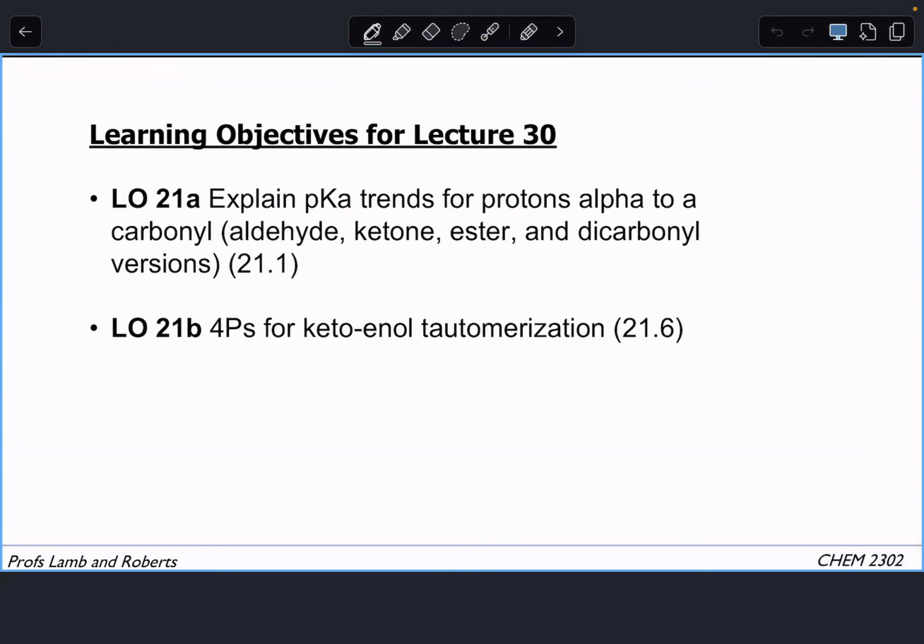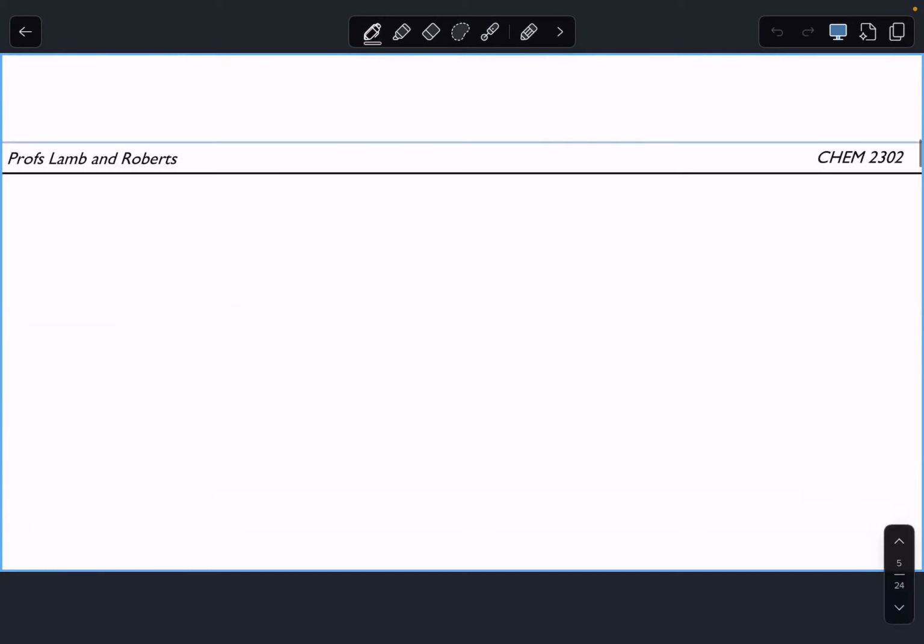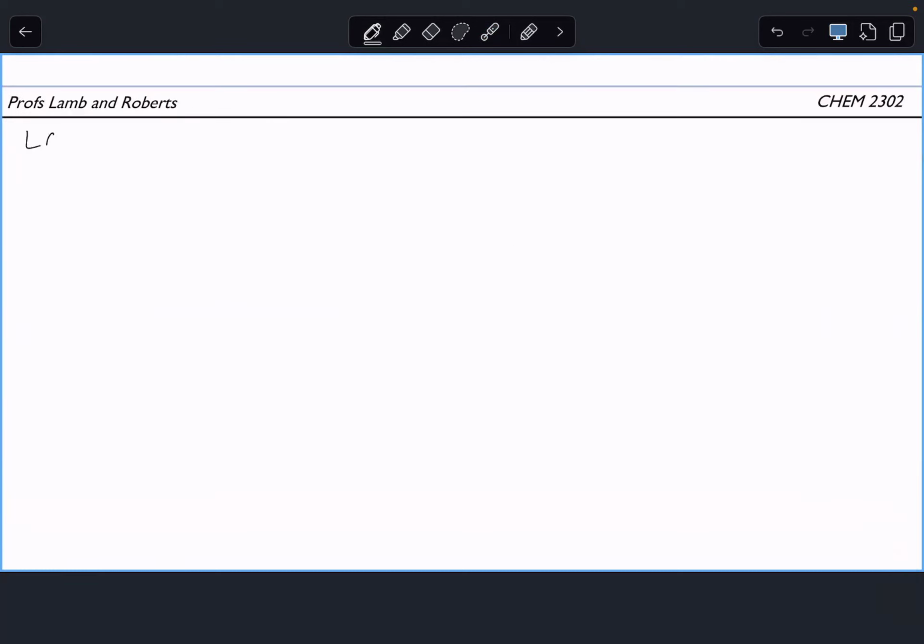Explain pKa trends for protons alpha to a carbonyl. That's one carbon next to a carbonyl. And then the 4 Ps of keto-enol tautomerization. So let's start with our first learning objective. So this is the new chapter, 21A.